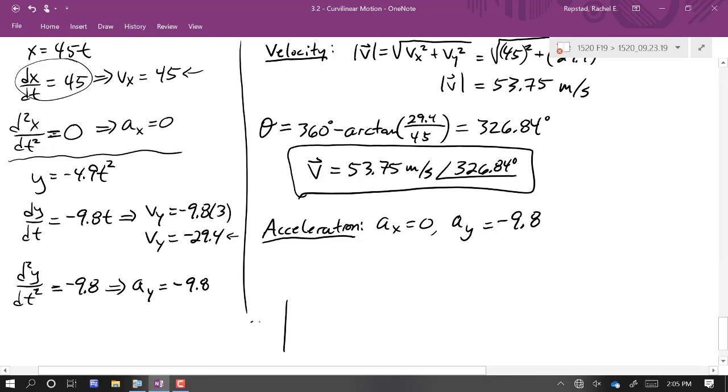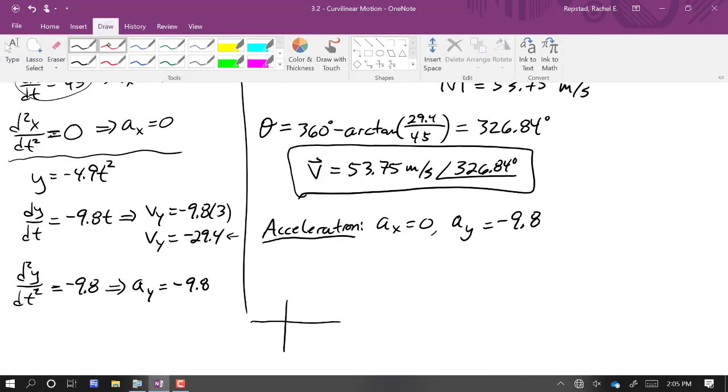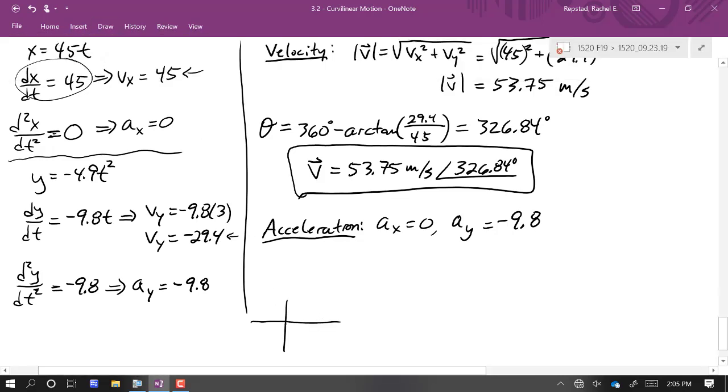So here's our axes, right? The x component is 0, and the y component is negative 9.8. So that's how it's headed, right? There's the acceleration, straight down. What's that angle? 270. So there's our acceleration vector, meters per second squared, at an angle of 270 degrees.